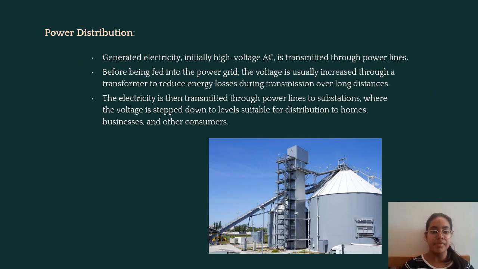Power distribution. Generated electricity, initially high voltage AC, is transmitted through power lines. Before being fed into the power grid, the voltage is usually increased through a transformer to reduce the energy losses during transmission over long distances. The electricity is then transmitted through power lines to substations where the voltage is stepped down to levels suitable for distribution to homes, businesses, and other consumers.